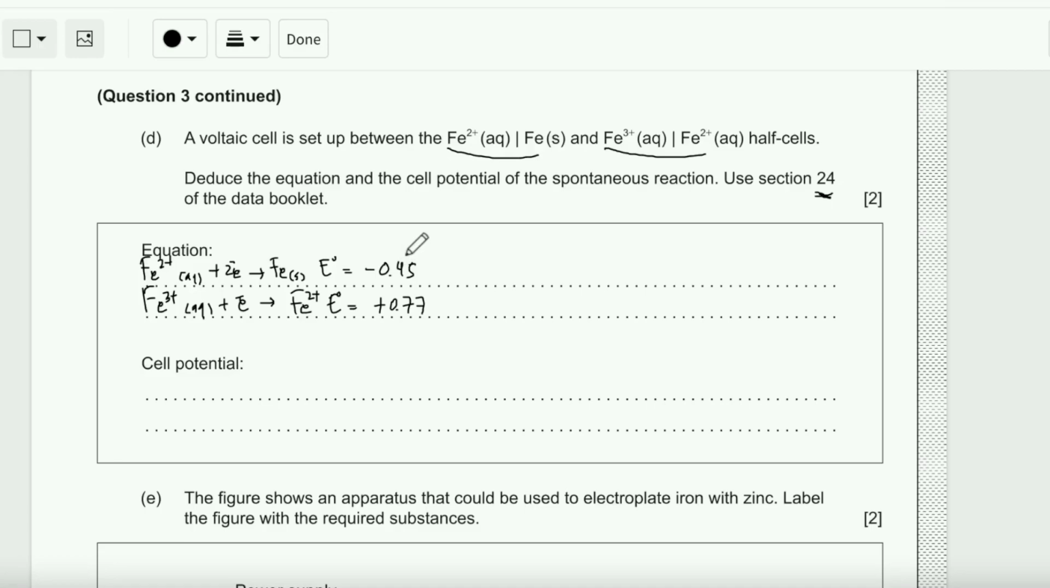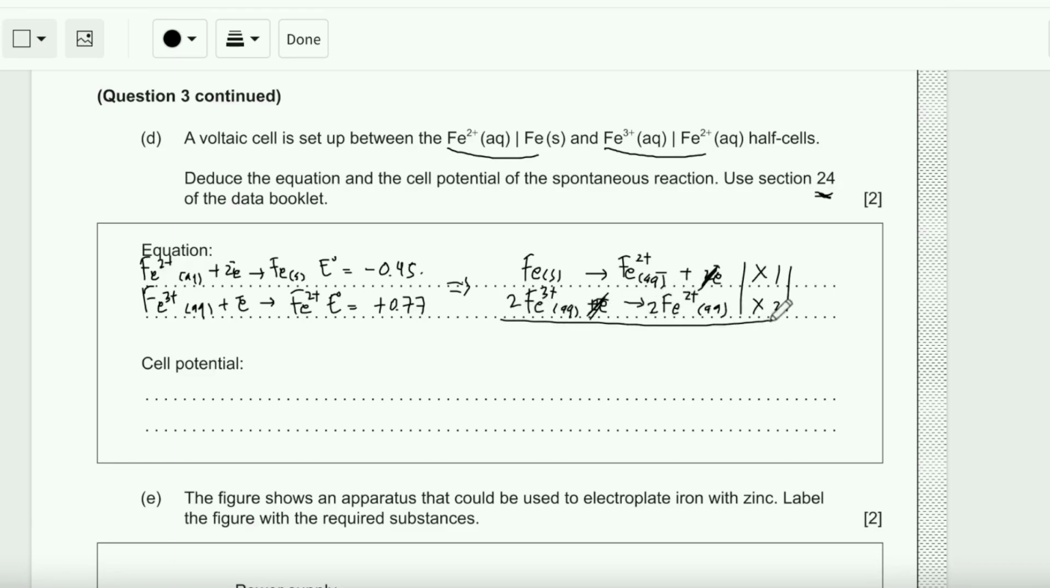Negative 0.45, it's more reactive. Therefore, it's oxidation. You need to flip this because it needs to lose the electron. All right, here is 2 electrons, here is 1 electron. We need to make it the same, so multiply this one, and this one is also 2. So multiply everything here by 2. Therefore, it's 2, and here is also 2, and here is also 2. 2 electrons, 2 electrons. You eliminate this, and you add them together.